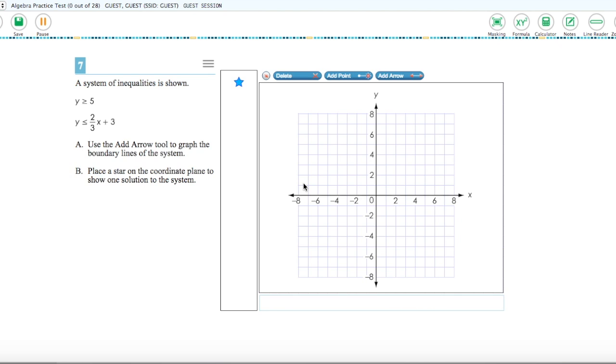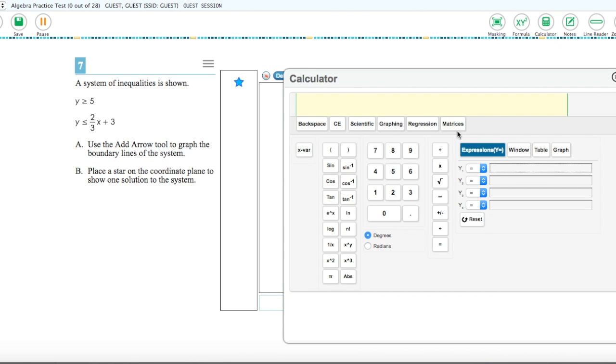In this problem, you have to graph the inequalities and put a star on the coordinate plane to show one solution for the system of inequalities. I'm going to use my graphing calculator to help me with this. If yours is not already on graphing, you need to click on it.